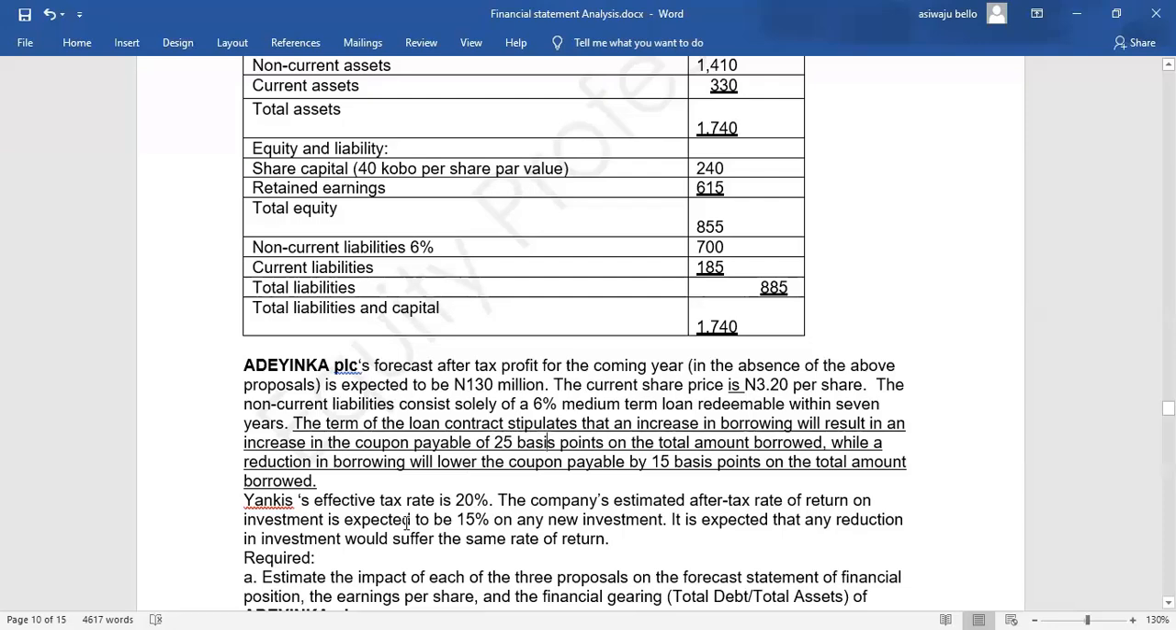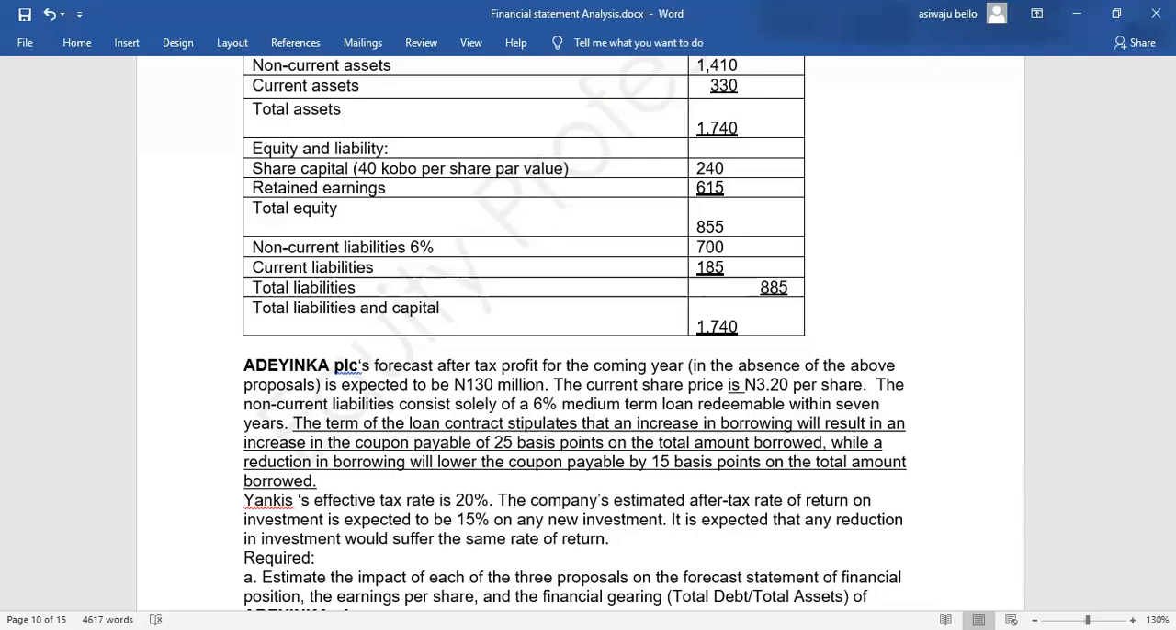Adeyinka effective tax rate is 20%. The company's estimated after-tax rate of return on investment is expected to be 15% on any new investment. We need to explain this also. Anytime the company makes new investments, the company will get 15% return on the investment after tax.